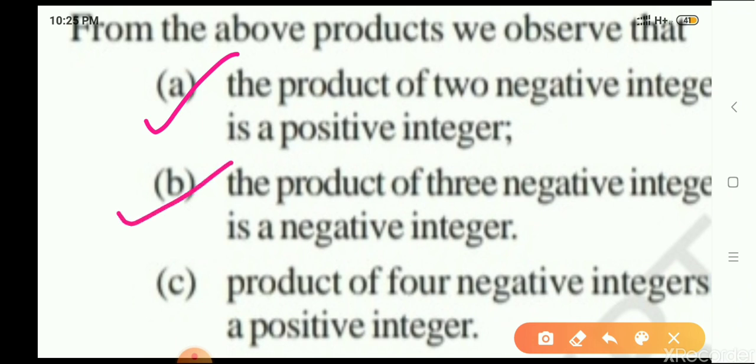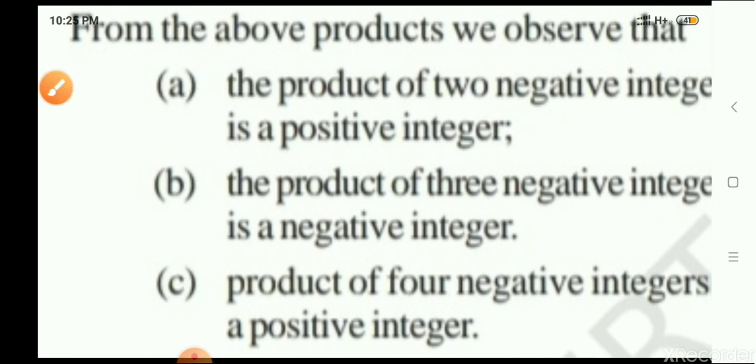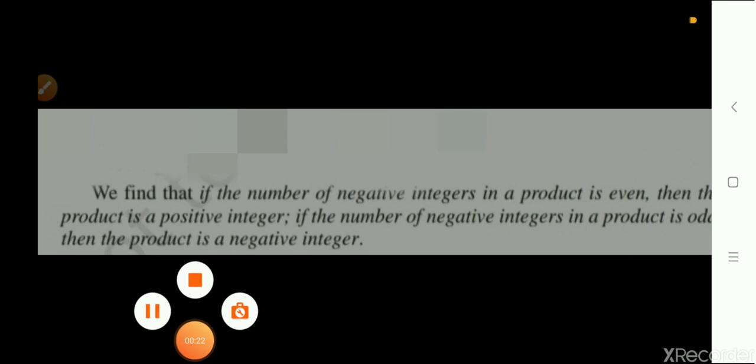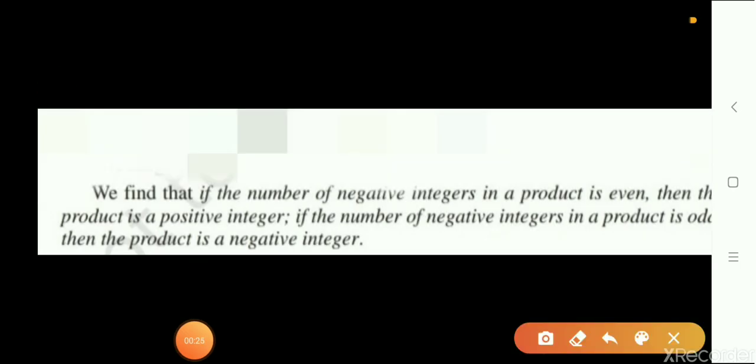The product of four negative integers is again a positive integer. So, what do we observe? We observe that if the number of negative integers in the product is even, whenever we are multiplying the negative integers an even number of times, then the result is positive. And if the number of negative integers in the product is odd, then the product is a negative integer.